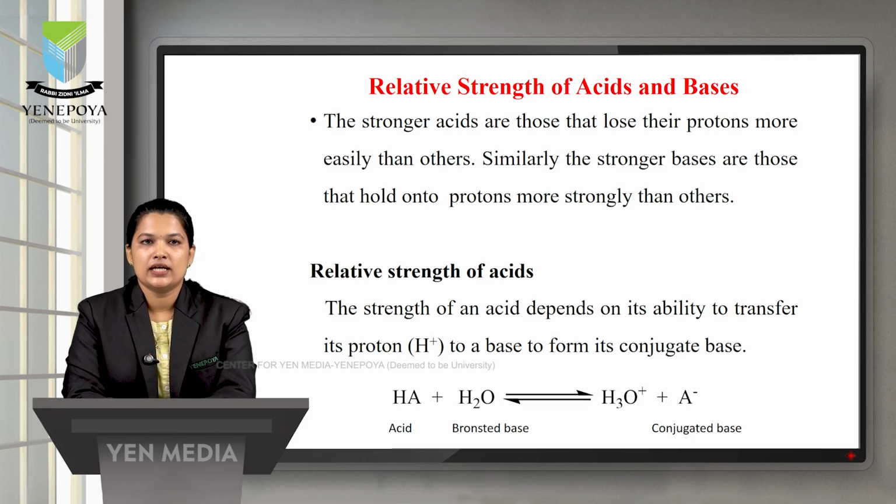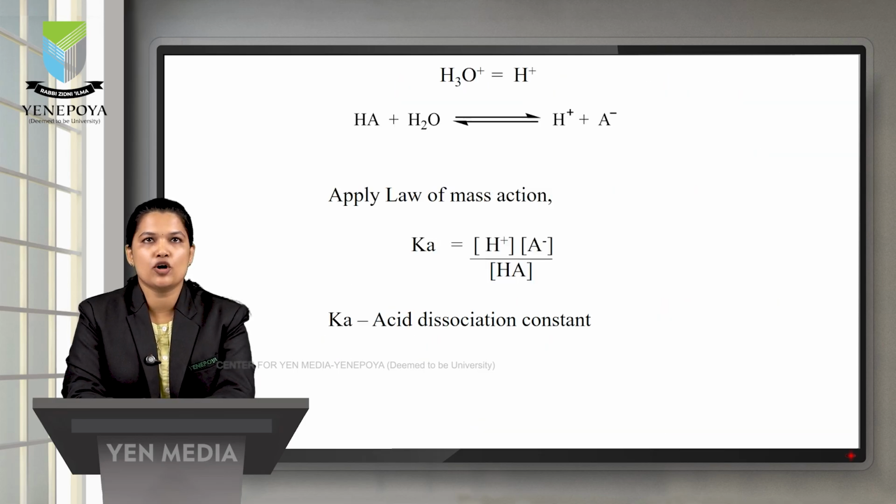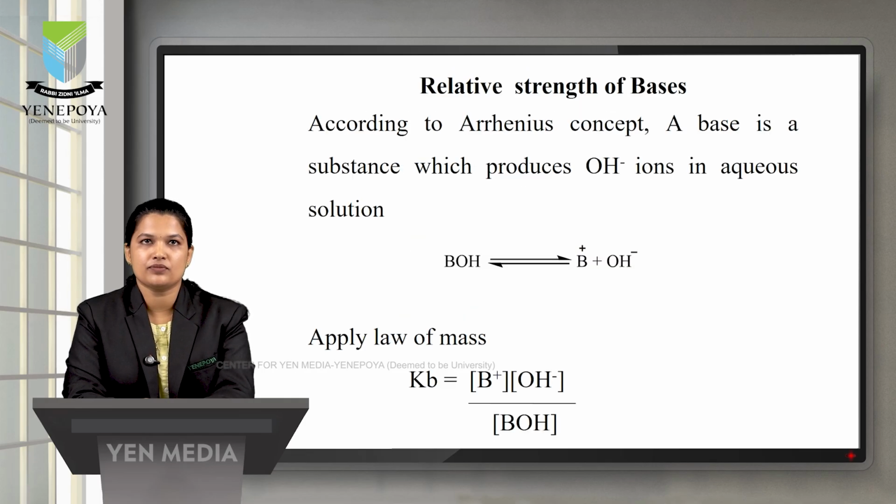Here HA is the acid, and it reacts with water to give H3O+, the hydronium ion, plus a conjugate base A-. Here H3O+ is equal to H+, so the equation is converted to HA plus water to give H+ plus A-. Here we apply the law of mass action. The dissociation constant of the acid is equal to the concentration of H+ times the concentration of A- divided by the concentration of HA.